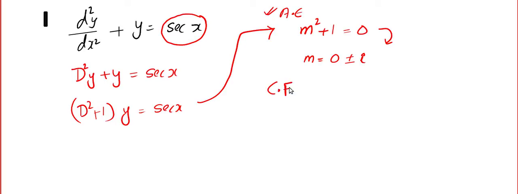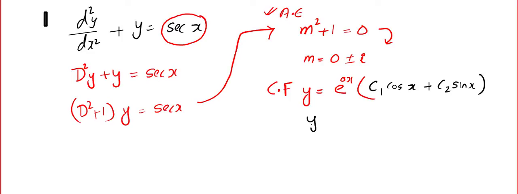Complementary function is y is equal to e to the power 0x times c1 cos 1x plus c2 sin x. Okay, that is y equal to c1 cos x, because e power 0 is 1, plus c2 sin x. Now look at this.